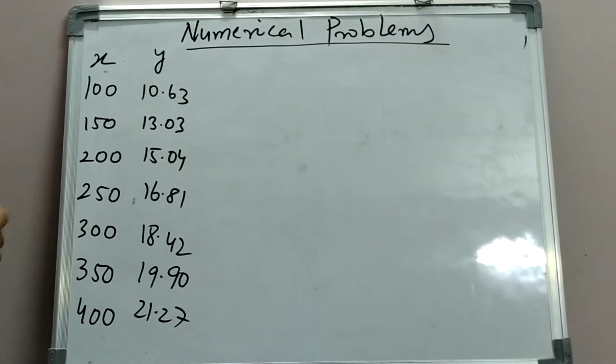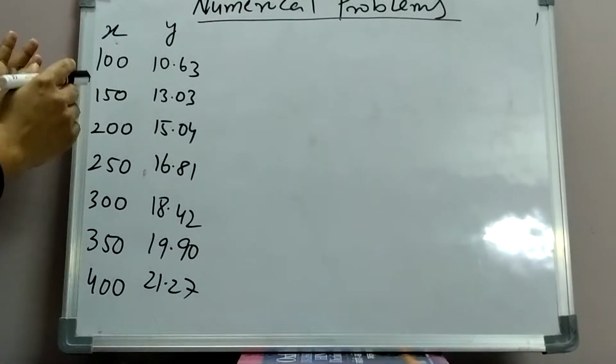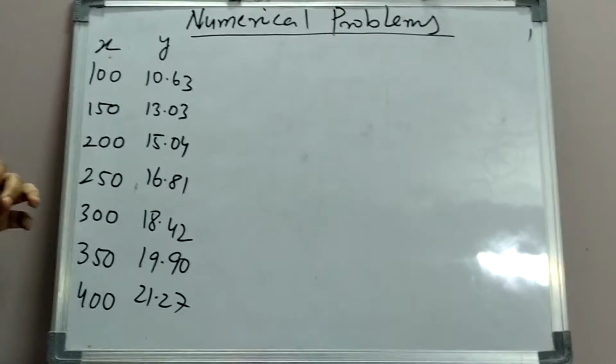In this lecture, we will discuss some of the applications of Newton's forward and backward interpolation formulas. The question given is: this table shows the distance in nautical miles.